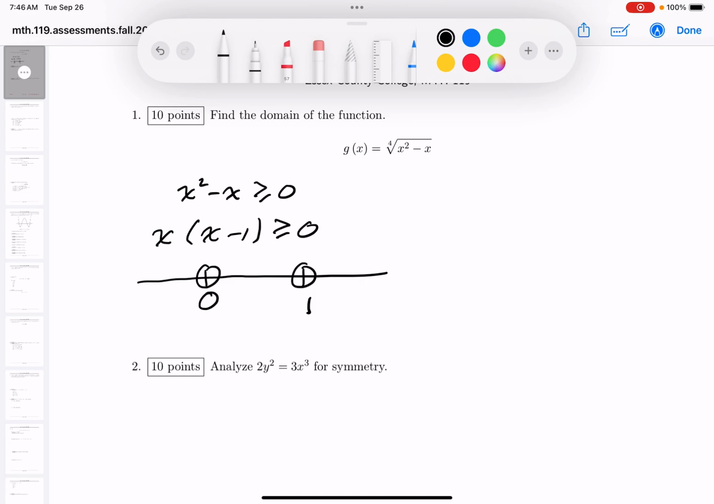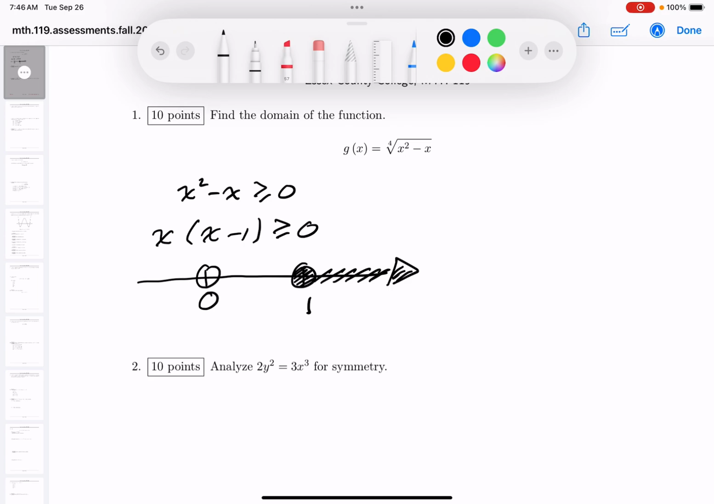Take test points. After 1, I pick 2. And if you try 2 in that polynomial, you'd get a positive times a positive, which of course is greater than 0, so I shade that in. All right, the next thing I do is I try 1. If I plug 1 in, I get 0, and that's certainly equal to 0. And without any sense of bias, I'll take a number between 0 and 1, like a half, and plug it in. And what do you get? You get a positive times a negative, which is a negative number. I would not shade that in.